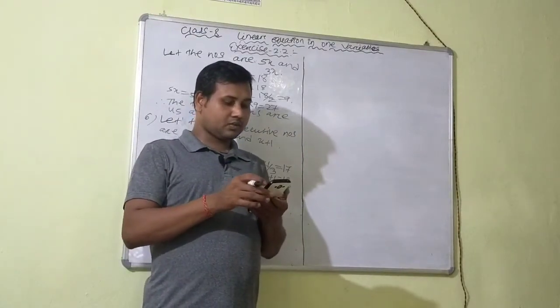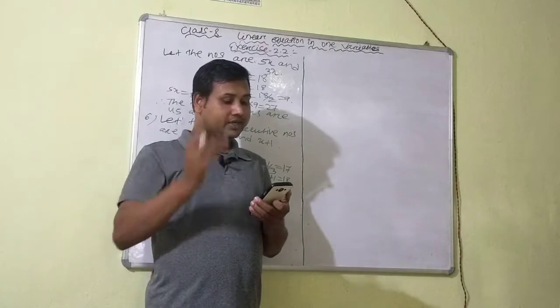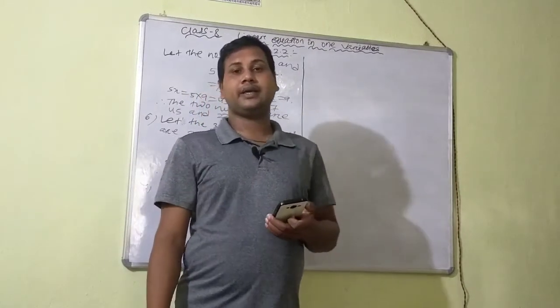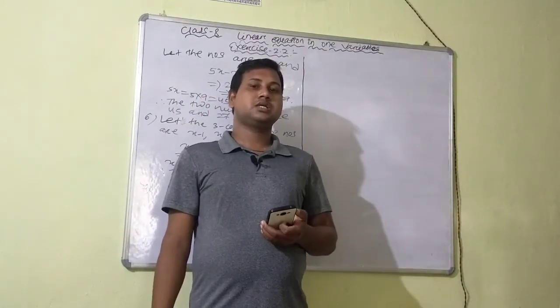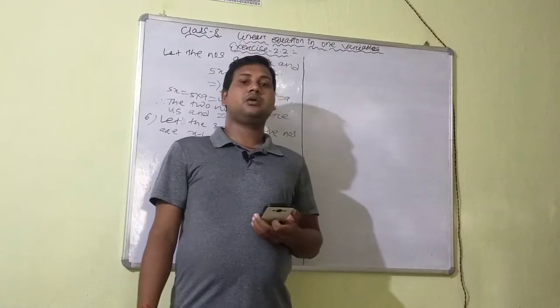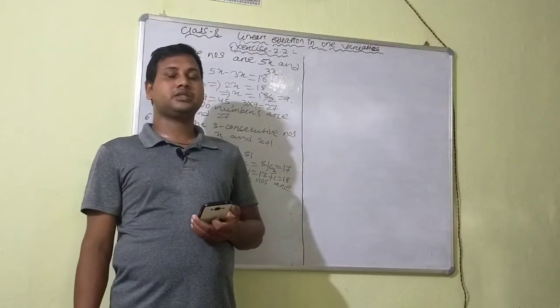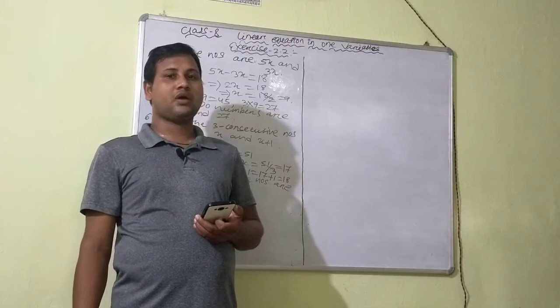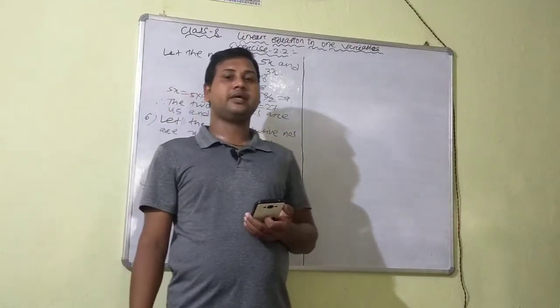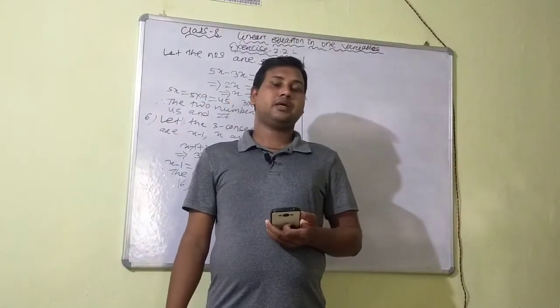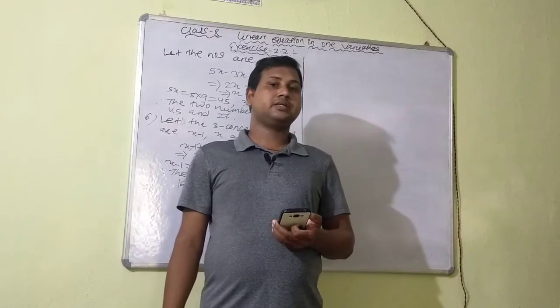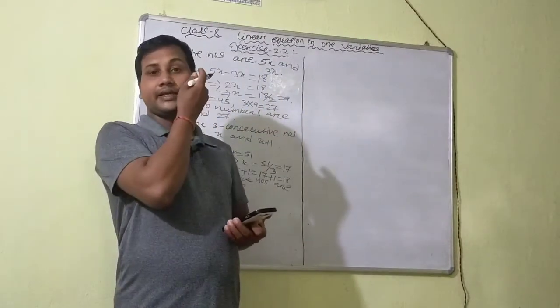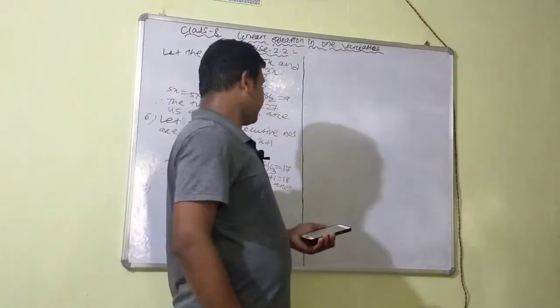Here given, the sum of three consecutive multiples of 8 is 888. Okay. Similarly, we'll take, let the three consecutive multiples of 8 be x minus 8, x and x plus 8. Okay.